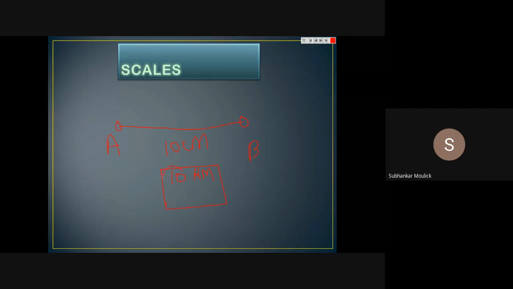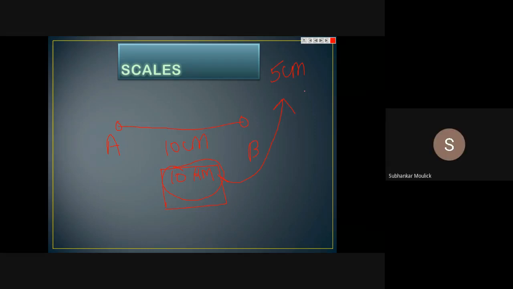I can divide this 10 kilometer line. The distance between A and B is 10 kilometer. So I can divide this 10 kilometer line into a 5 centimeter line with the help of my scale. Yes or no? Can I do it?